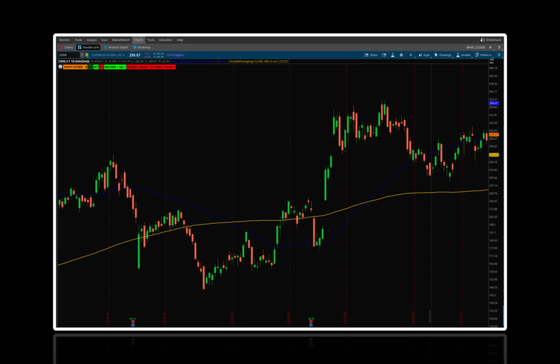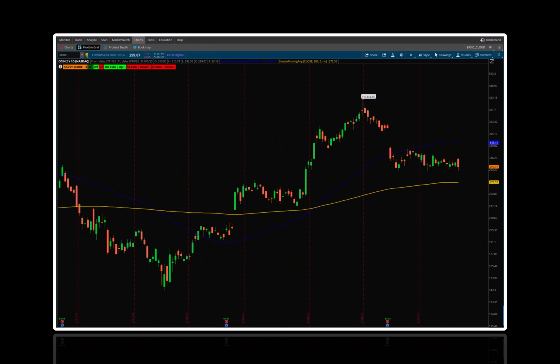All right, this is Savvy Trader, and this is Thinkorswim platform, and we're looking at COIN. So this is Coinbase. What I'm looking at is a daily chart, and with my daily chart here, I'm going to zoom. This is a 2-year, 1-day chart.